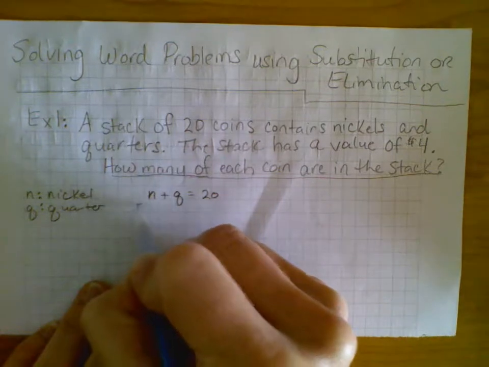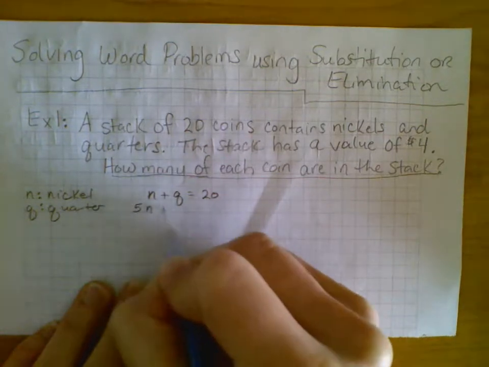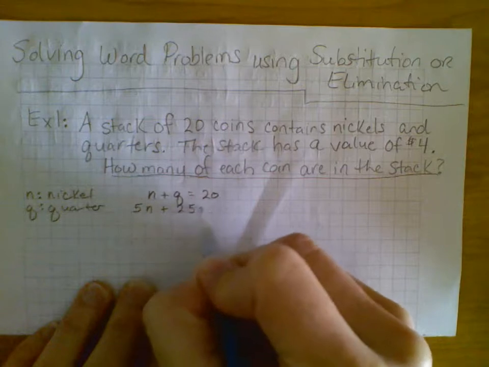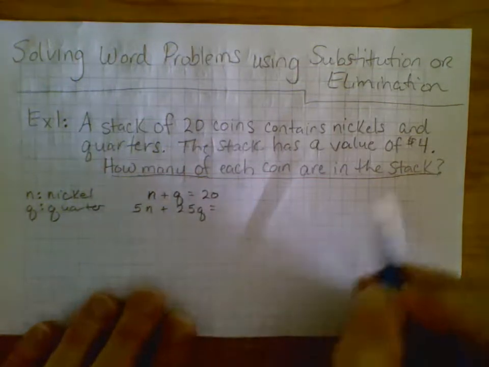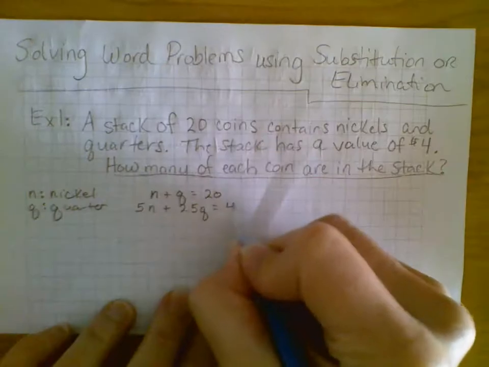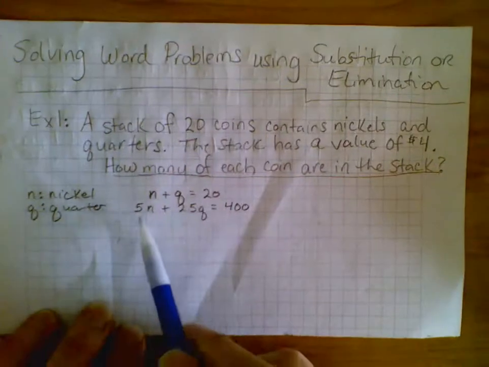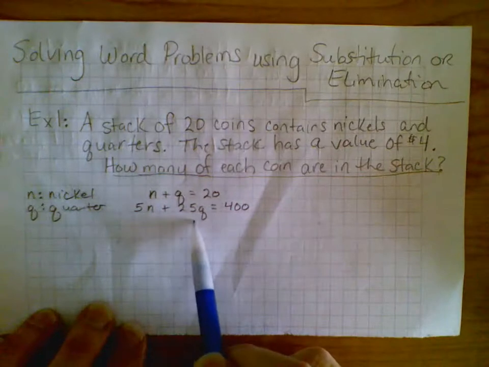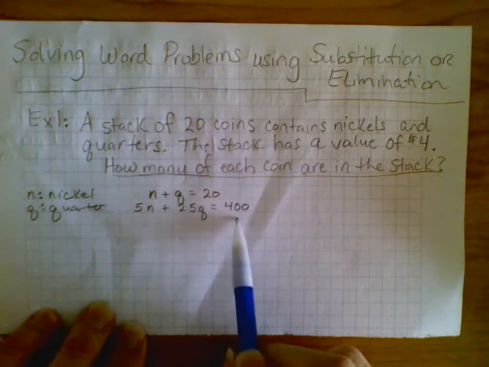So nickel is 5 cents, quarter is 25, and $4, if we convert that into pennies, that's 400 pennies. So 5 pennies make a nickel, 25 pennies make a quarter, and then 400 pennies make $4.